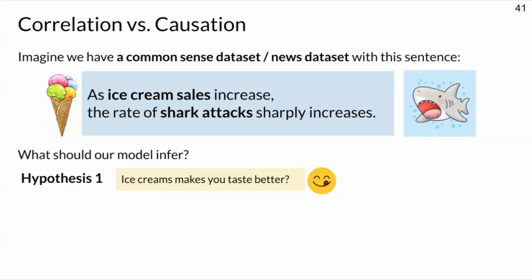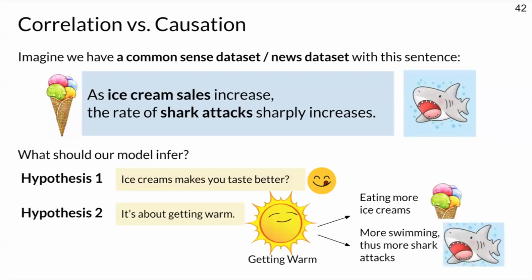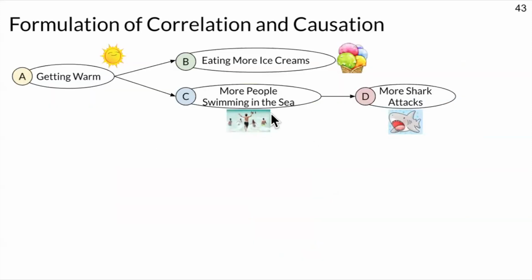And there are two types of hypotheses we can rate. The first one is maybe ice creams make swimmers taste better. The second one is maybe it's about getting warm as a confounder, leading to people feeling hot and eating more ice creams, and also leading to more swims and thus more shark attacks. So the reason why we can distinguish correlation and causation here is that if we look at maybe a desert area and remove this component, or maybe we put people in a place with very warm air conditioner, then maybe they also will eat more ice creams, but there's not a sharp increase of shark attacks.